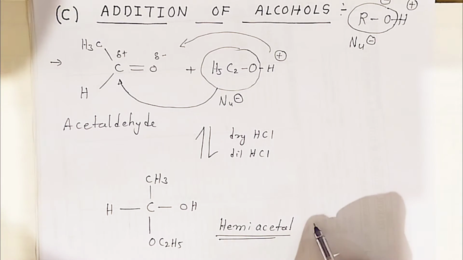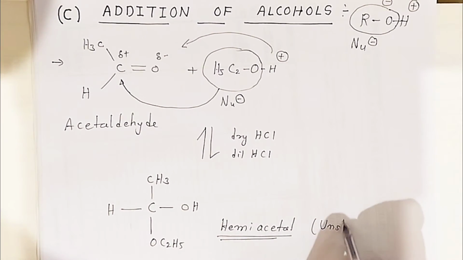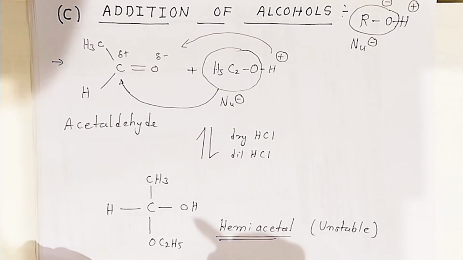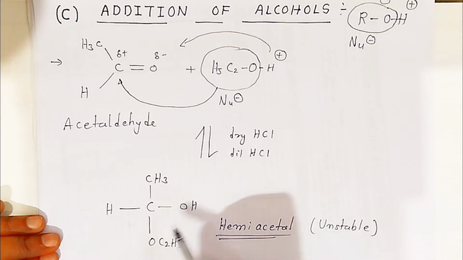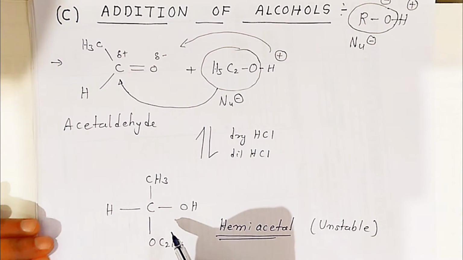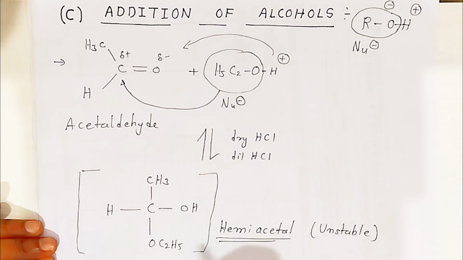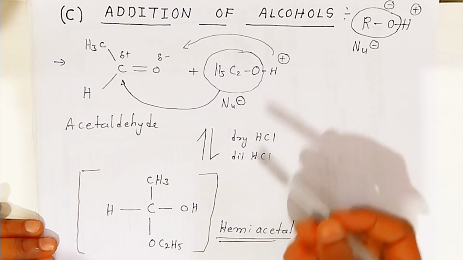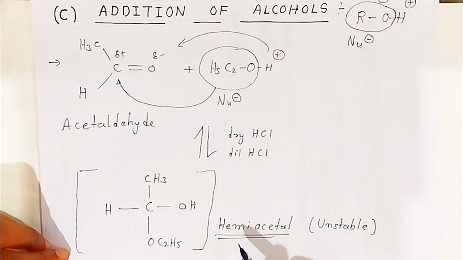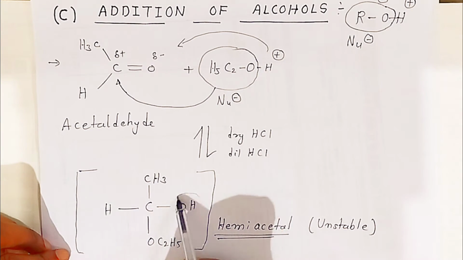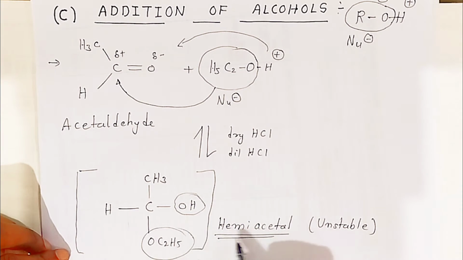So it will form hemiacetal, which is unstable. This is a very unstable product. This instability I can show like this. So this is the formation of hemiacetal. This is the first step. Now in the second step, this hemiacetal will accept one more molecule of ethanol. Why is it unstable? Because it contains a hydroxy as well as an ethoxy group, so it is unstable.